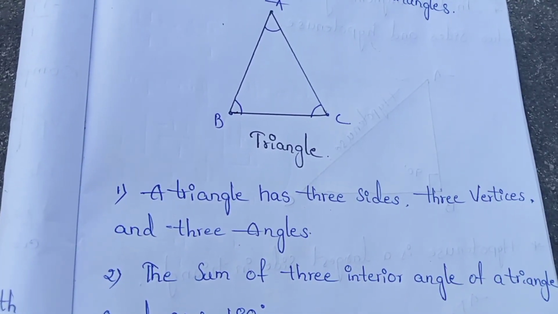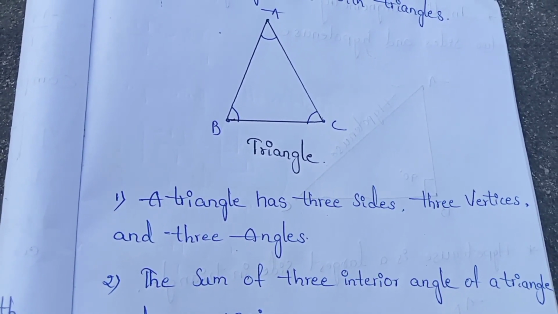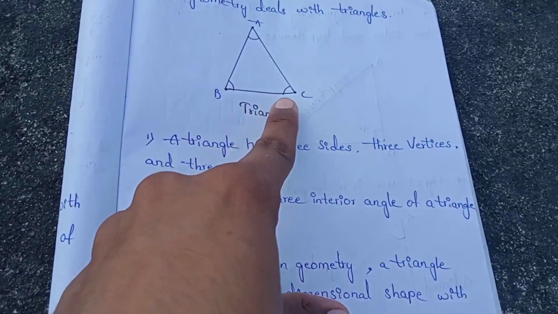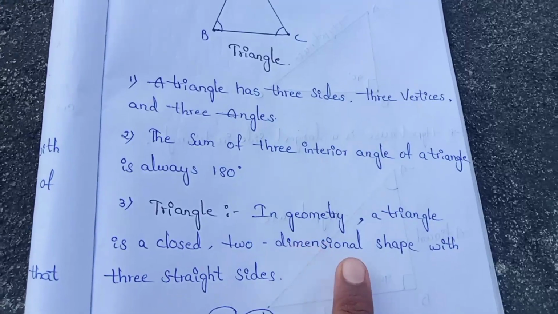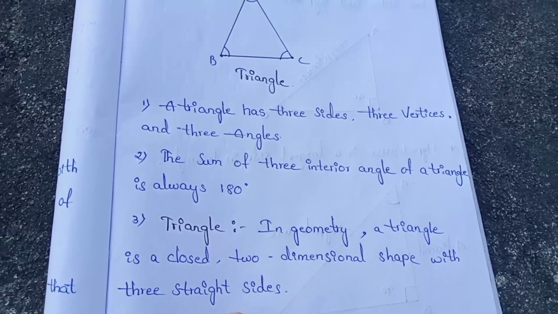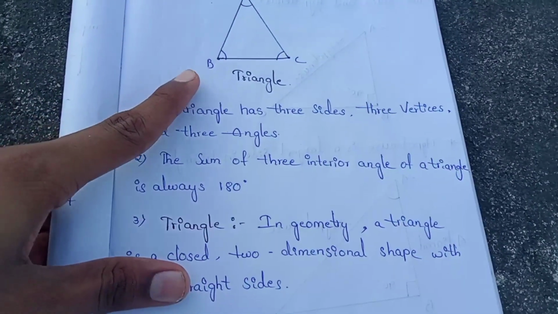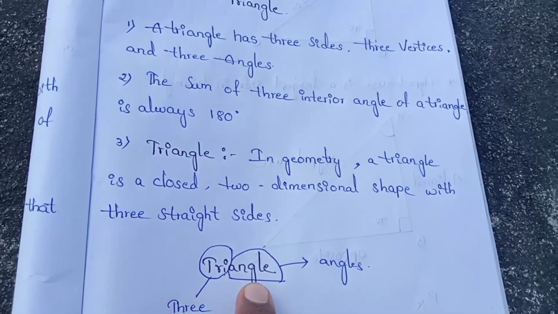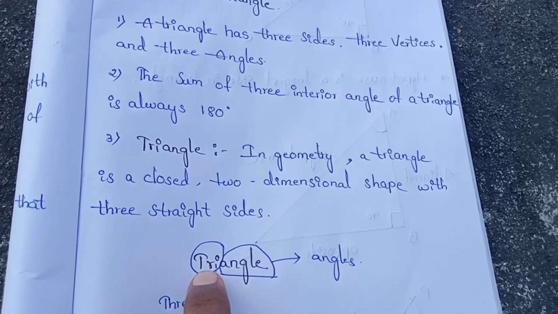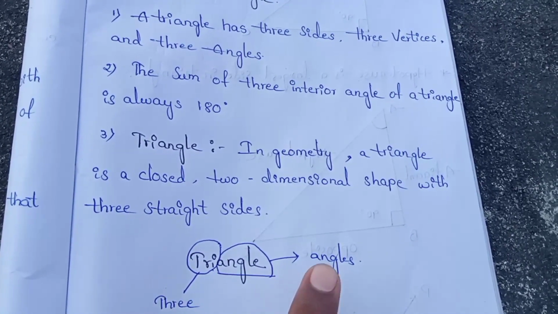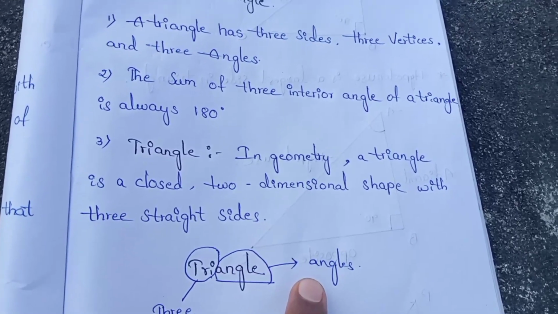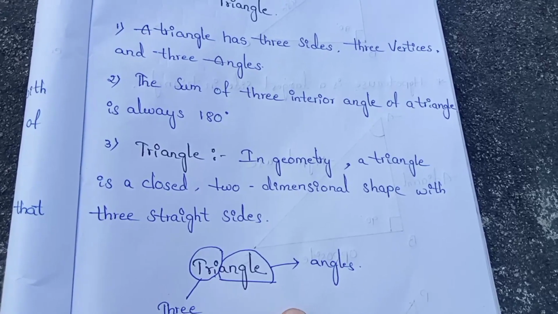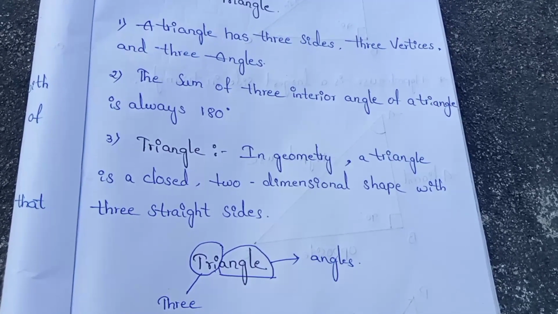A rectangle also has two dimensions, and a square also has two dimensions: a base and a height. A triangle is a two-dimensional shape with three straight lines. For simple understanding, tri means three, angle means angles. A closed figure with three angles, three sides and three vertices is called a triangle.